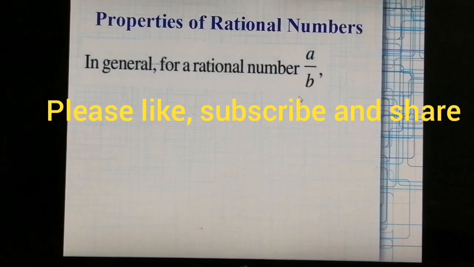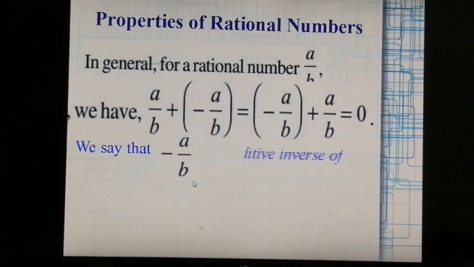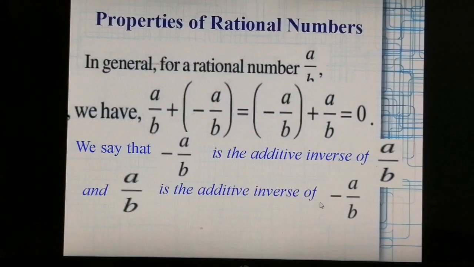In general, for a rational number a over b, we have minus a over b. If we add them, after commuting, we get again 0. And we say that minus a over b is the additive inverse of a over b, and a over b is the additive inverse of minus a over b.